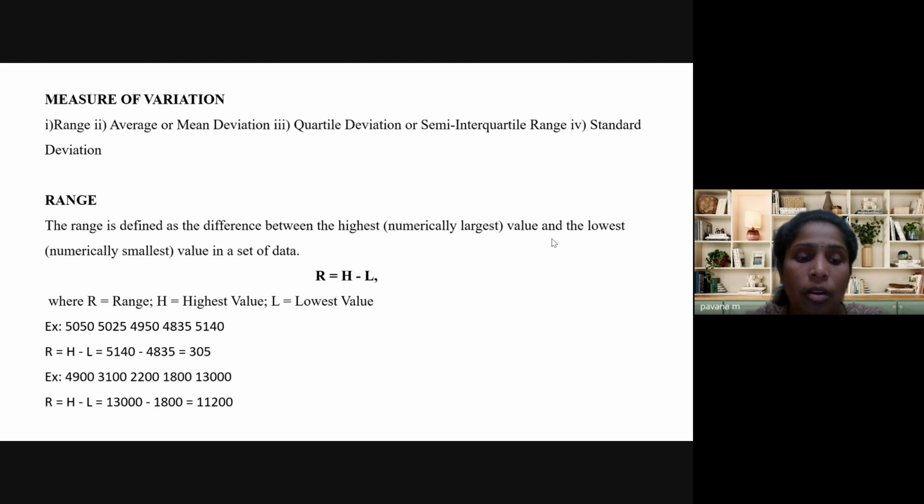For example, we have a series of numbers 5050, 5025, 4950, 4835, and 5140. What is the highest value in this series? 5140, minus the lowest value 4835. So the difference between the highest value in that series and the lowest value is nothing but the range.